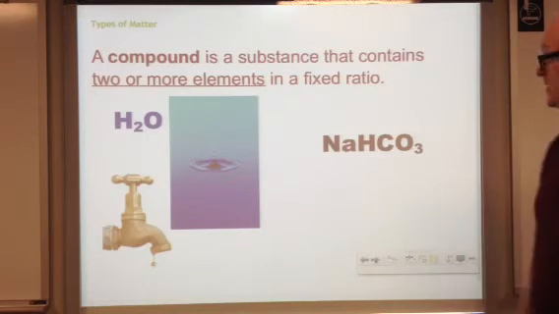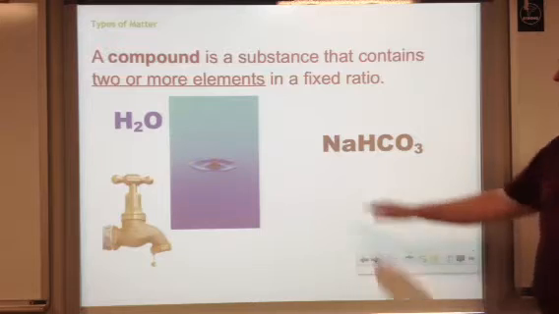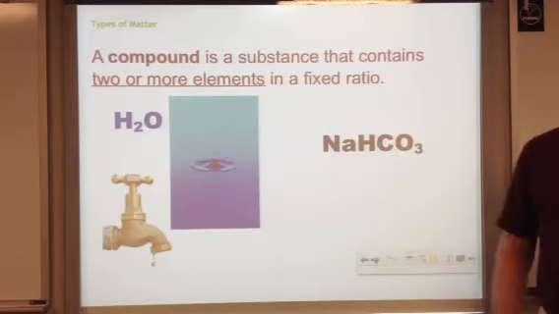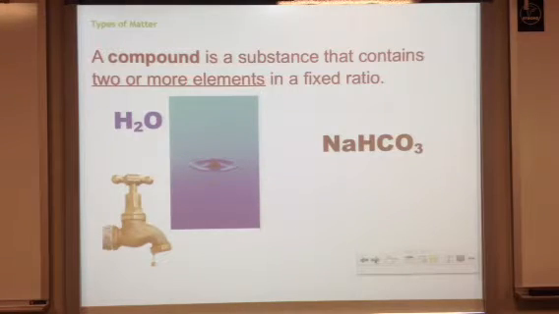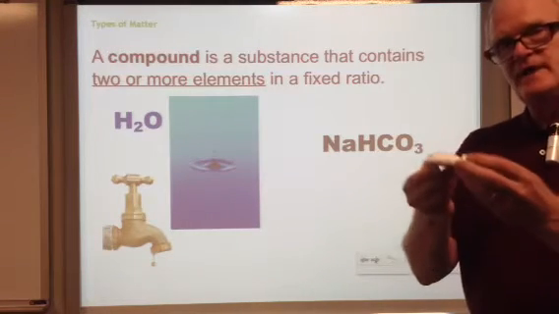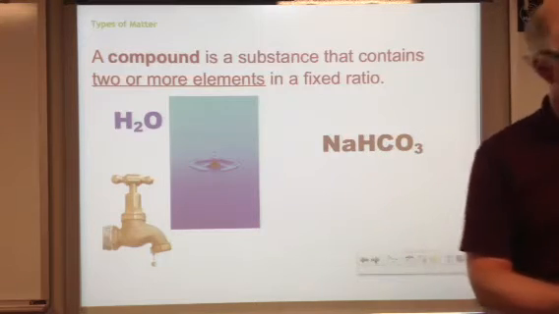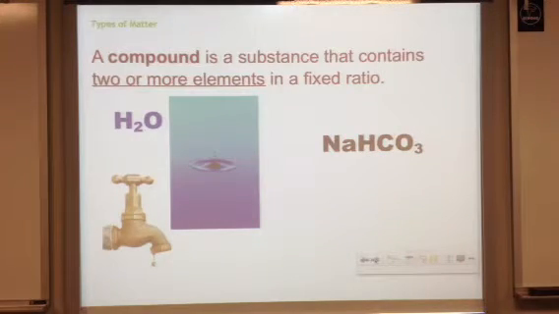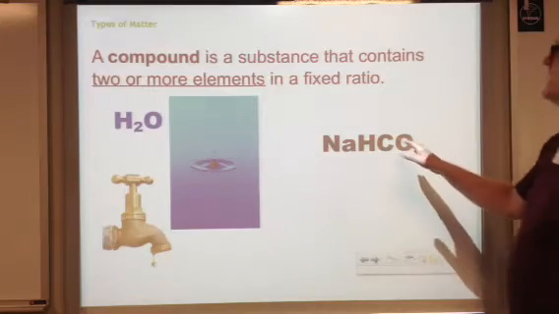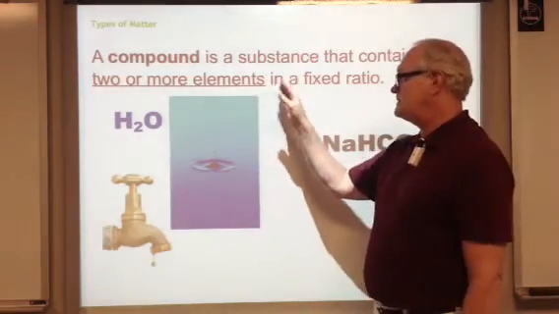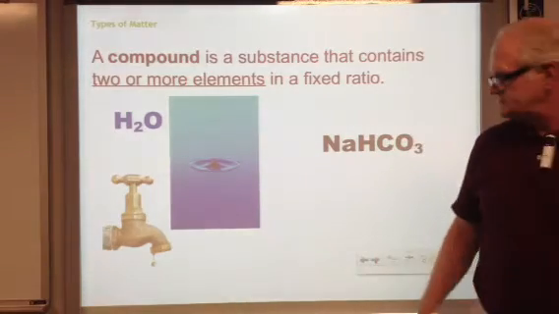Baking soda is also a compound. It contains some different elements, sodium, hydrogen, carbon, oxygen, combined in a fixed ratio. There's some baking soda right here. We saw a picture of a box of baking soda earlier. All that baking soda has the same chemical formula, 2 or more elements, in this case 4 elements, combined in a fixed ratio.